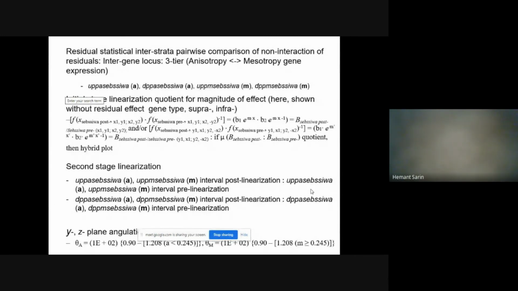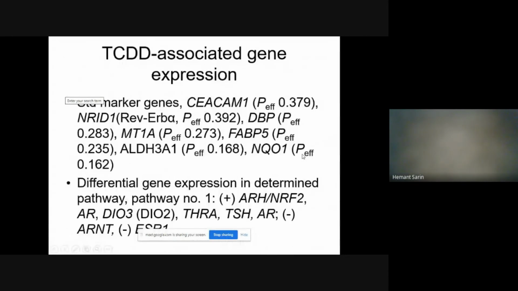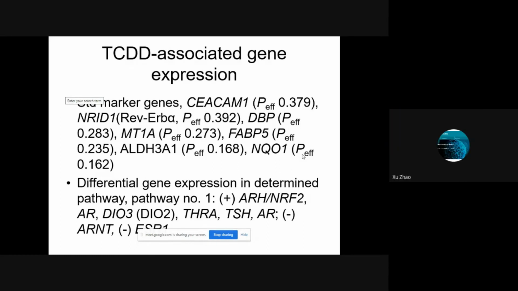Okay, there it is. Now, TCD associated gene expression. There are several standard marker genes in this more recent research, which were initially considered, and are being considered further now. These standard marker genes can be assessed from gene expression studies. And these are various genes with differential gene expression with exposure to the agent, and then the P effector measure can be applied.